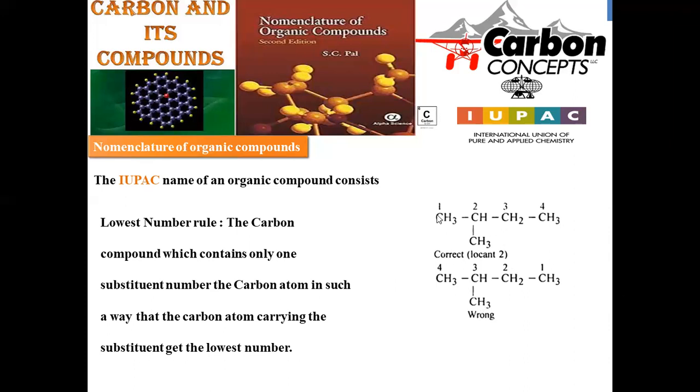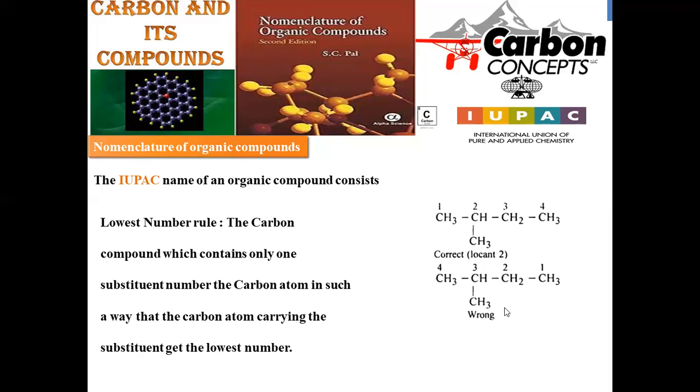If you start numbering from the left hand side, the methyl substitution will get position number 2. If you start from the right hand side, the methyl substitution will get position number 3. Just now we discussed that the functional group should always reside at the least number. 3 is not at all preferable. 2 is the right order, because the lowest number rule is preferable where the functional group is there. That functional group should attain the least number. Second position methyl is preferable over third position methyl. So this numbering is wrong.